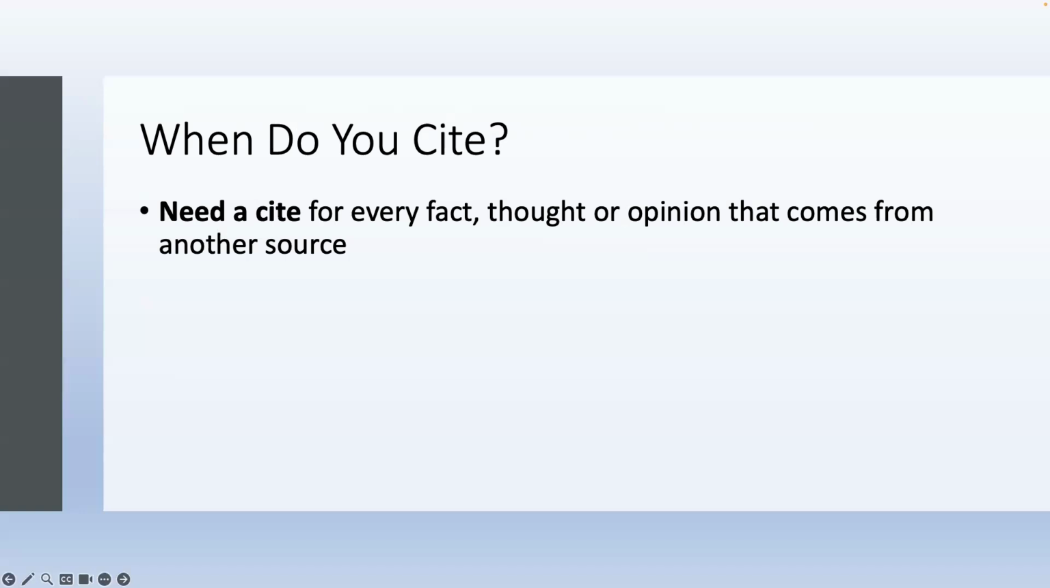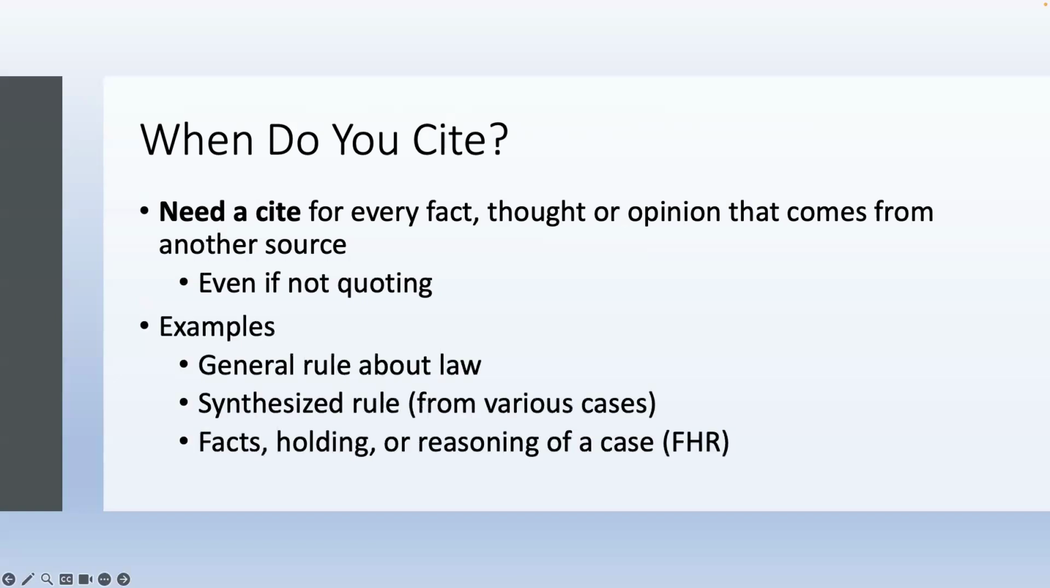But any thought or opinion that comes from another source or is influenced by another source needs to have a citation following it. This means you cite even if you're not giving a direct quote. Even if you are just talking about the case, it still needs to be a citation. So here are some examples. You're going to cite when you give a general rule about the law. You're going to cite when you give synthesized rules. You're going to cite when you talk about the facts of another case. You're going to cite when you talk about the holding of another case. You're going to cite when you talk about the reasoning of another case.